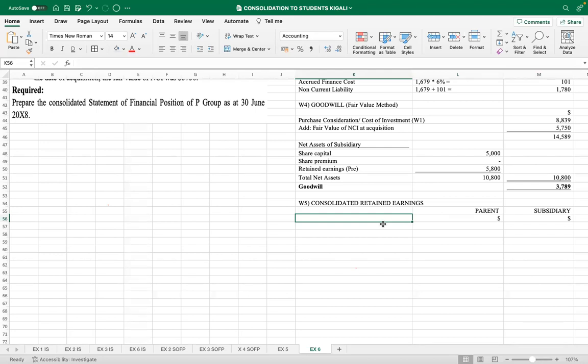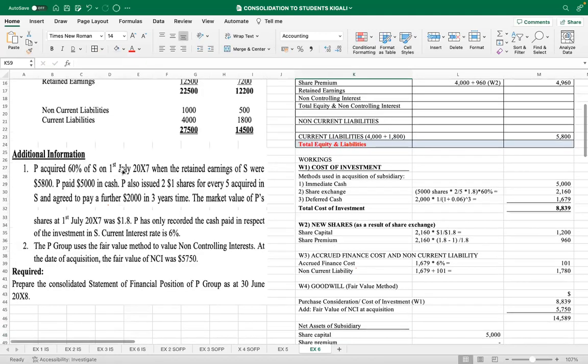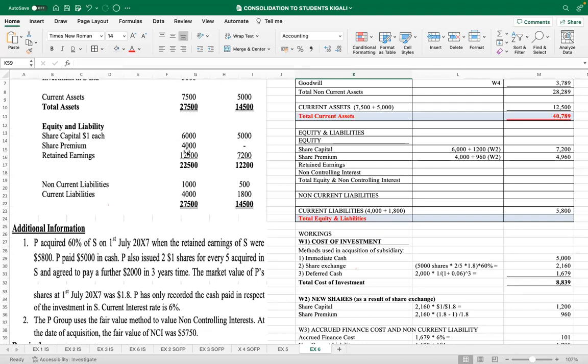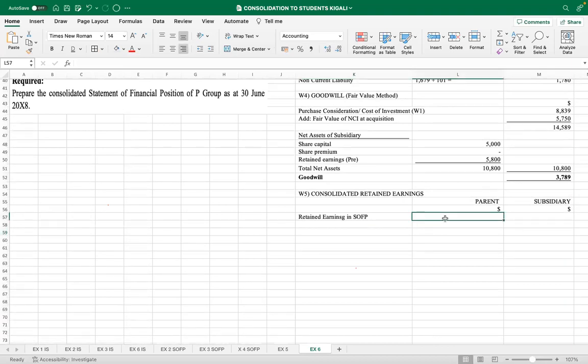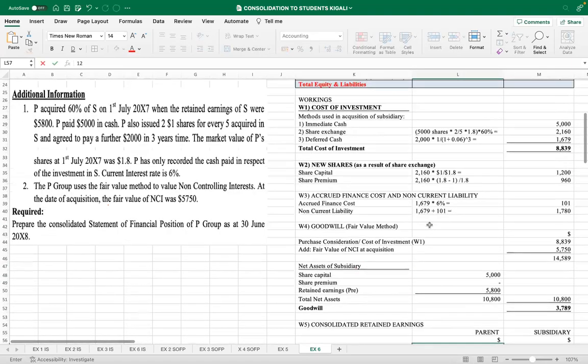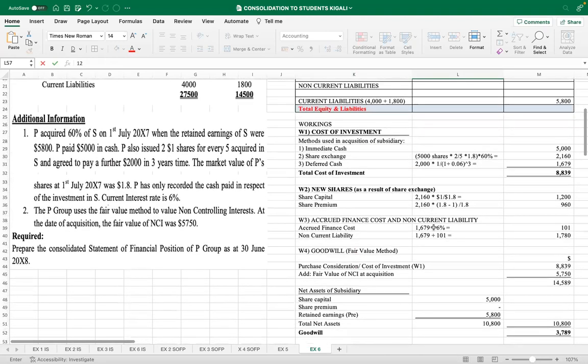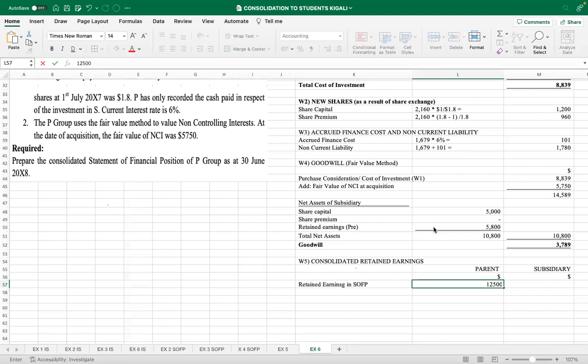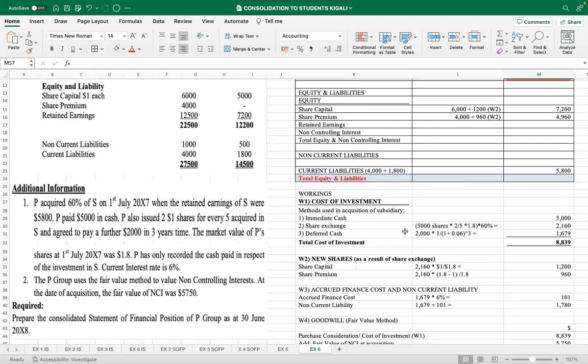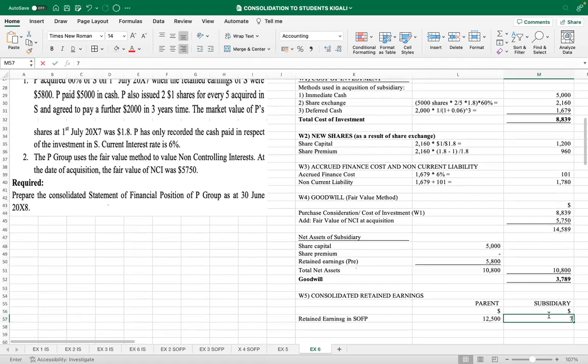So we start with retained earnings in statement of financial position, which is 12,500 and 7,200. And then we make any adjustments that affect subsidiary.